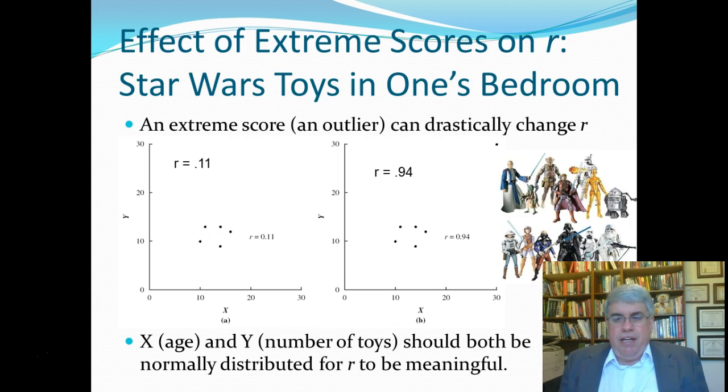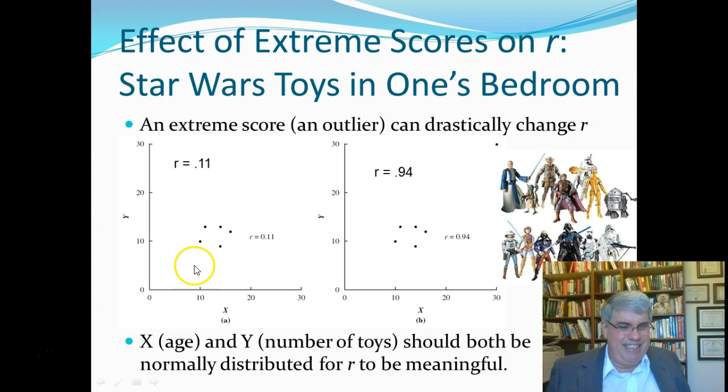Now let's look at the effect of extreme scores on R. Let's take, for example, this study of the number of Star Wars toys in people's bedrooms. In this first section, we have 5 sample points, and we've got boys between the ages of 10 and 15, so teens and preteens, and we've got their age and the number of Star Wars toys that they have. So it goes from about 9 to about 14. We calculate the correlation, and it's really weak, R of 0.11.